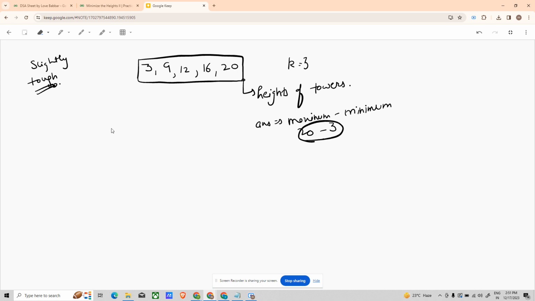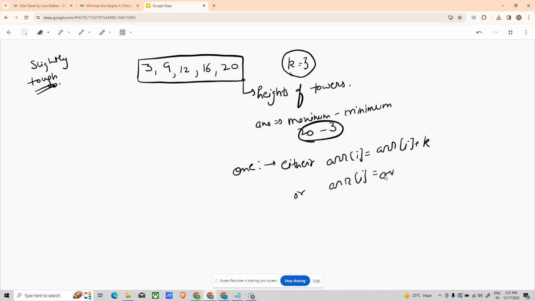But we have to perform exactly k operations. One operation means either adding k, ARRI equals ARRI plus k, or ARRI equals ARRI minus k.